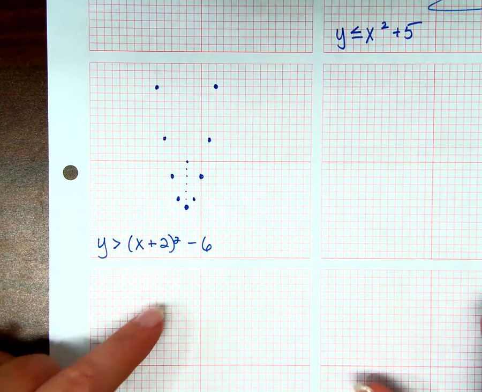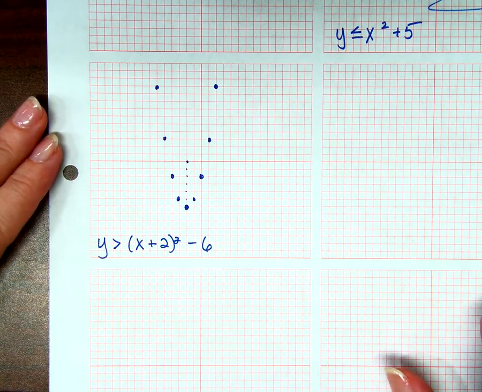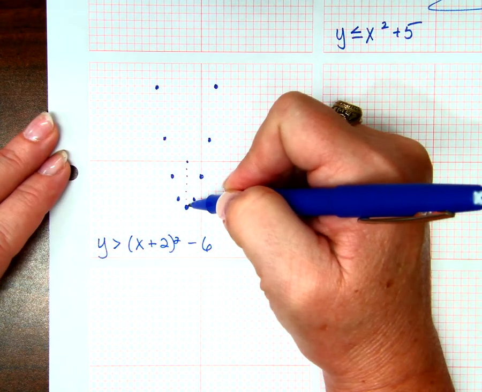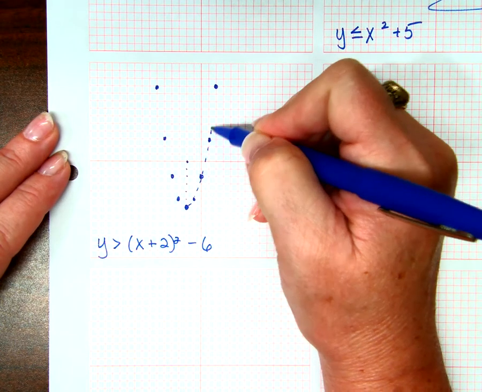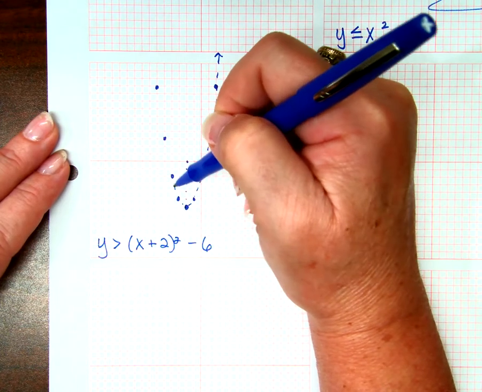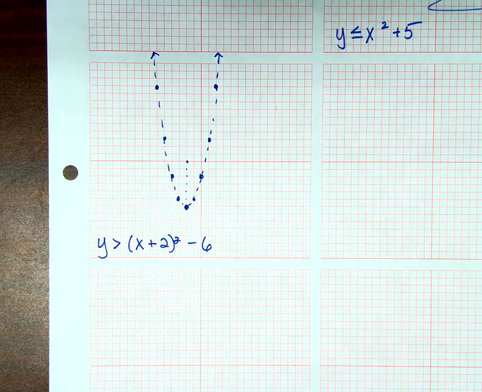Okay, somebody different who hasn't spoken yet. Tell me what to do next. A dotted line. Why is it a dotted line? Okay, it's just greater than, not greater than or equal to. Somebody who hasn't had a turn yet, tell me what to do next. We need to shade, don't we?